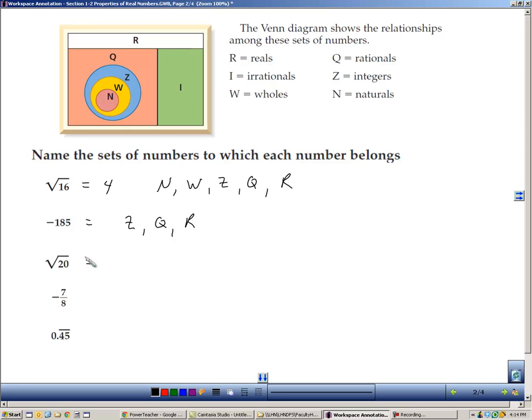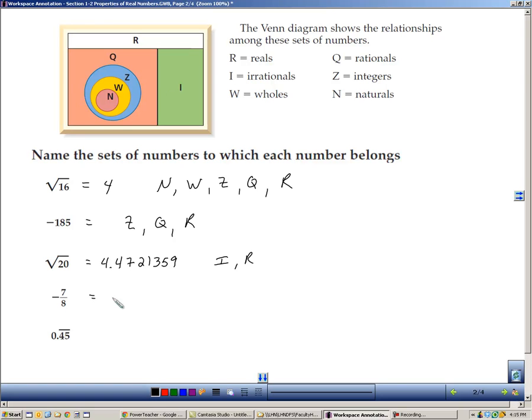Square root of 20 is a decimal, and if you put it into a calculator, you get this decimal. And because it's a decimal, it's not natural, it's not a whole, it's not an integer. It does not repeat, so it's going to be an irrational number, and if it's irrational or rational, it's going to be a real number. Now if you notice, any number that you can think of is going to be a real number.